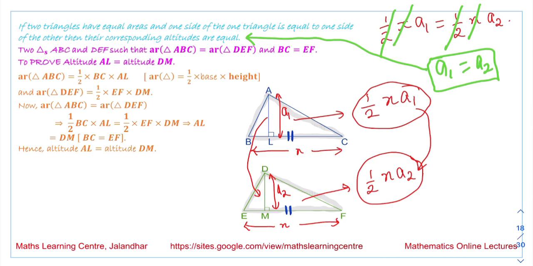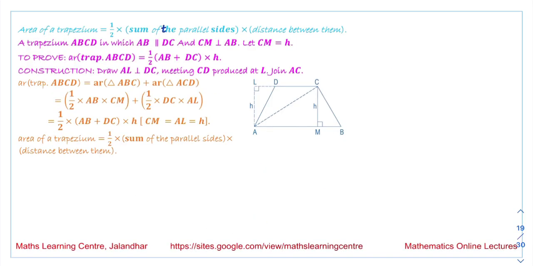Next we have to prove that the area of the trapezium, this is the formula we are talking about, is half the sum of the parallel sides into the distance between them. So we are given a trapezium in which this side BC and this DC are parallel to each other. So we have to find the area of this trapezium. To find the area of this trapezium, we have drawn AC, that is we have drawn the diagonal over here, this AC we are talking about.